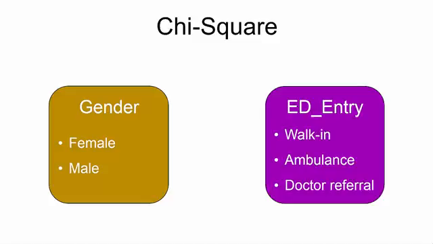The chi-square will tell us if there's a statistically significant correlation between gender and ED entry. In other words, if the chi-square renders a statistically significant finding, this would indicate that females and males tend to enter the emergency department differently.